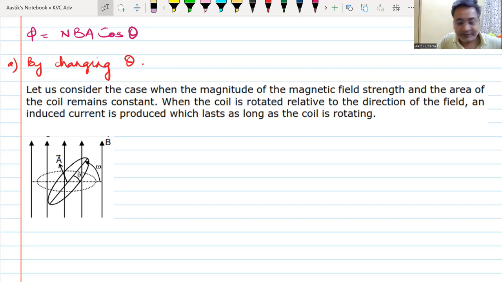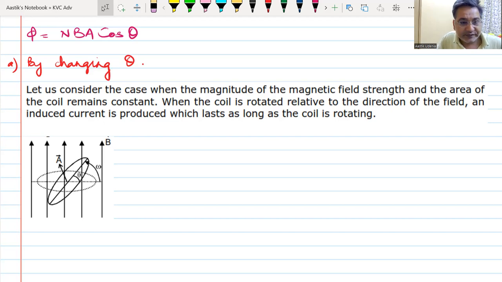You will have an induced EMF, and if the circuit is complete, you will have a current flowing in the coil. Yes or no? Yes, sir. So this is the simplest way, and this is how the next chapter, when I say next chapter, that is the chapter on alternating current, your alternating current or AC voltage is produced by a coil which is rotating in a magnetic field.